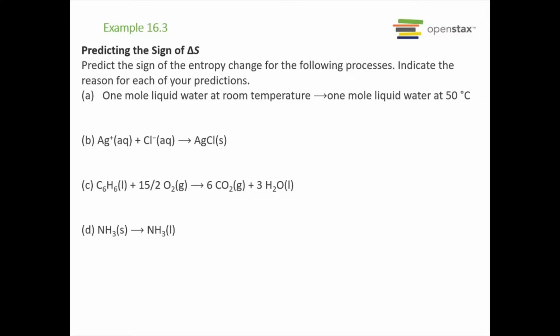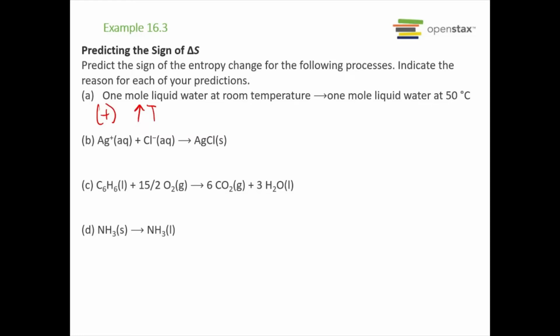So I have a quick example. We want to predict the sign of the entropy change for these different processes and say why. What's our reasoning? So in A, we're told 1 mole of liquid water at room temperature going to 1 mole of liquid water at 50 degrees Celsius. So this is going to be a positive change in entropy because we are increasing our temperature. Increasing temperature, those molecules are moving faster.